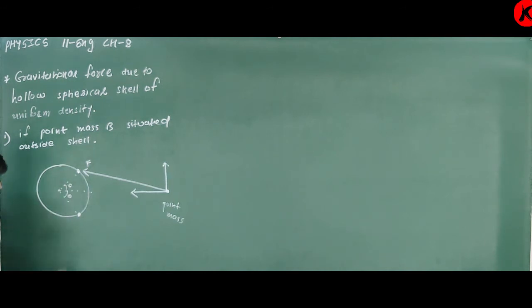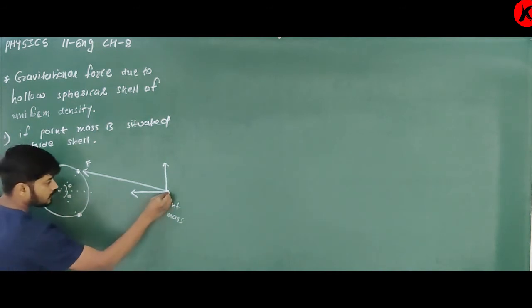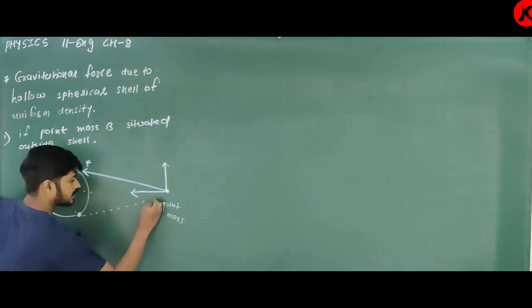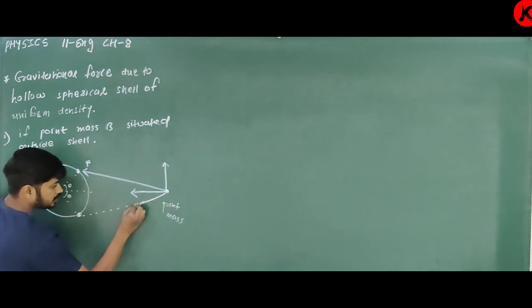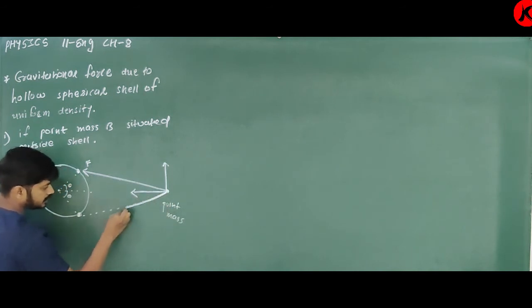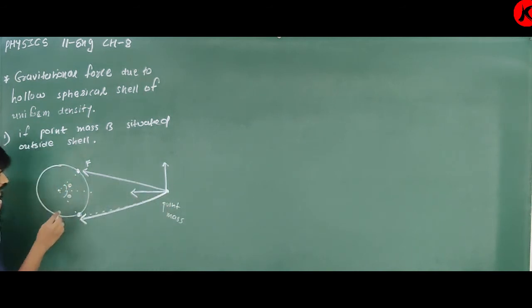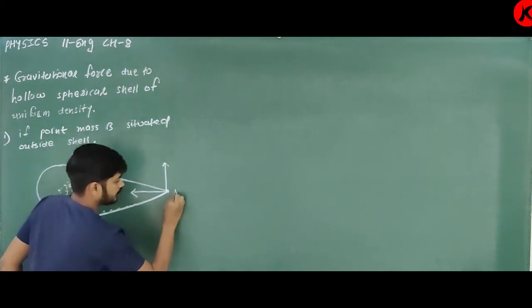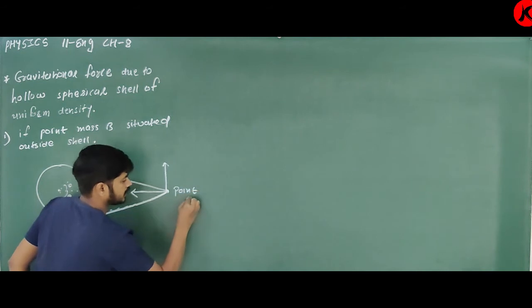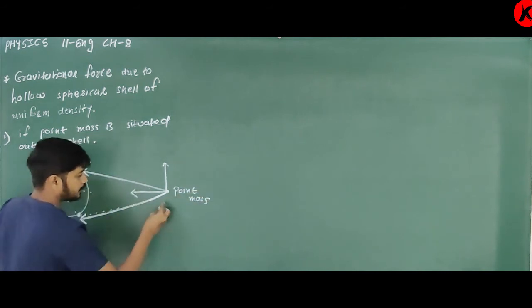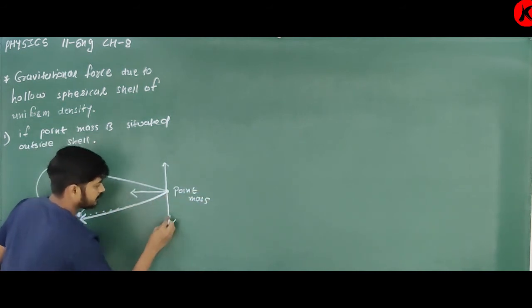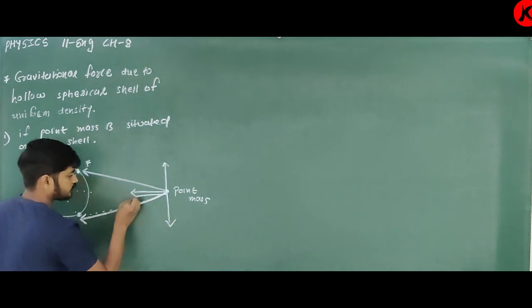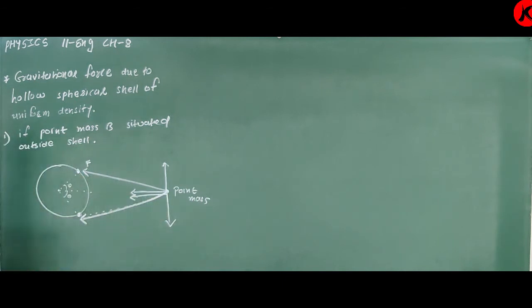Then what happens? Now find the force acting due to this on this point mass. Obviously it is again on the line joining. Again resolve this force into two components, one in the vertical direction and one in the horizontal direction. Clear about this?